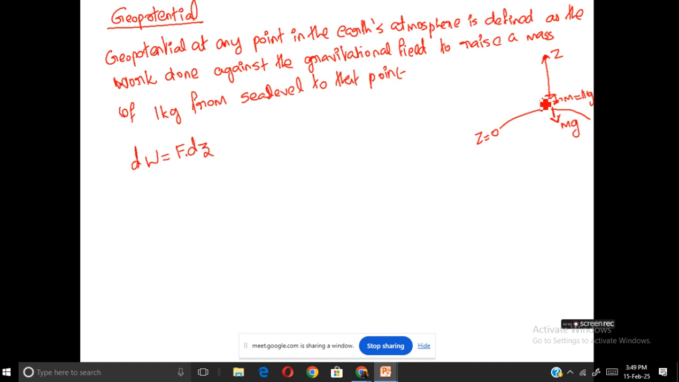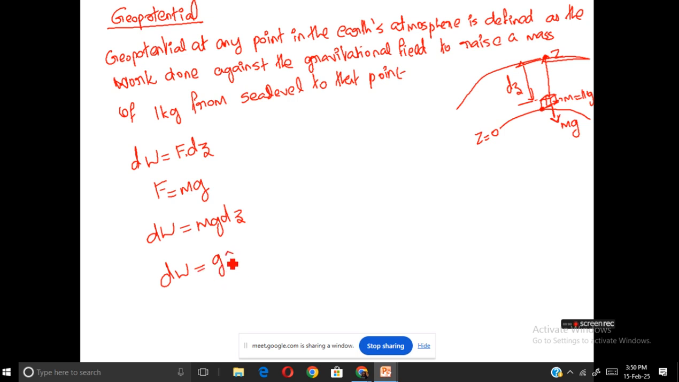We know work done is given as force into distance, F into dz. If dz is the distance between z is equal to 0 and, suppose this is another layer in the atmosphere, the height z. So dw is given by F dz, and the force acting on the body is mg. So dw can be written as mg dz. Here the mass of the object is 1 kilogram, so dw reduces to dw is equal to g dz.